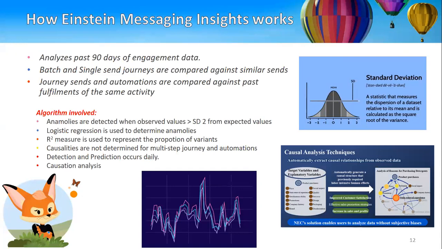In Einstein messaging insights, causalities are not determined in the case of multi-step journeys and automations. They are only determined for batch sends. Einstein runs regression analysis on a daily basis to build associations for the variables, but journeys are evaluated differently, as they are based on a statistical analysis. So based on some rolling average time, it is reported on that.